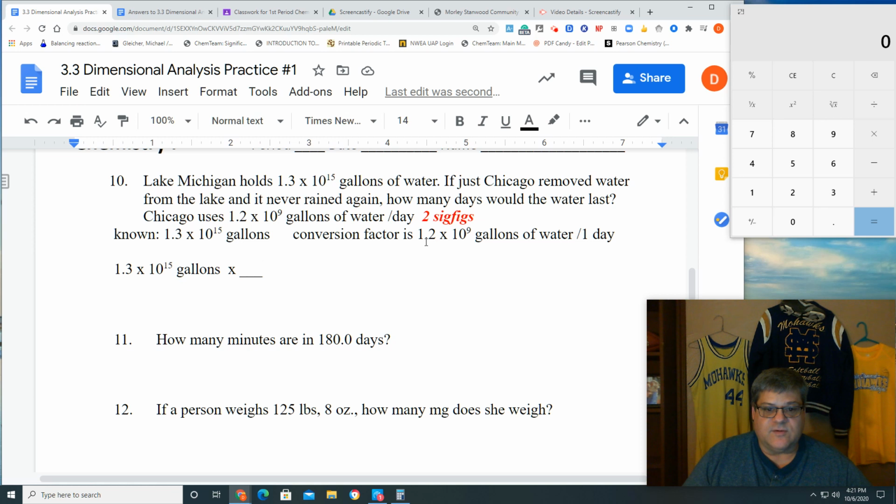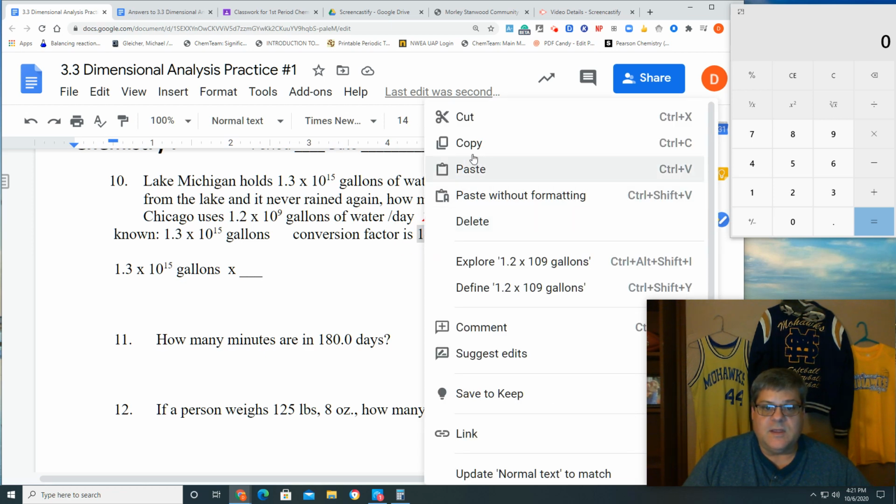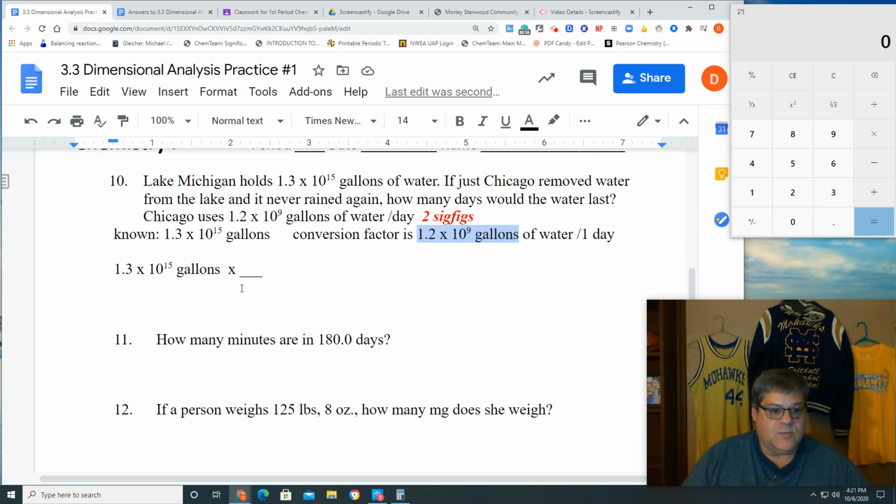So here's our conversion factor. I have this on top and that on bottom. Since I have gallons on top already, I have to put gallons on the bottom. So again, I'm going to make it nice and easy for me and copy that, come right down here and tab over, and paste that right there. Then on top, we're going to put one day. Let me just move that over, and we will underline that.